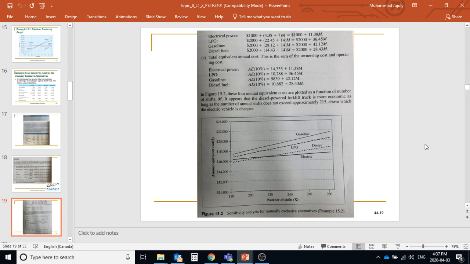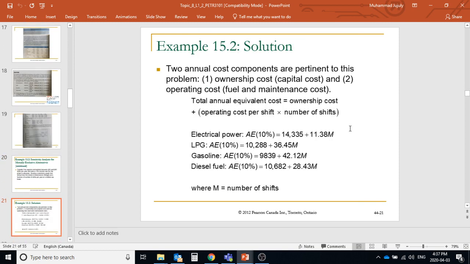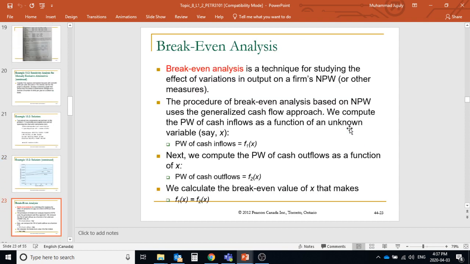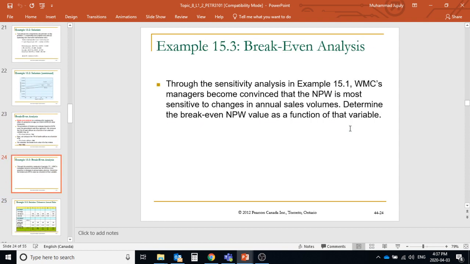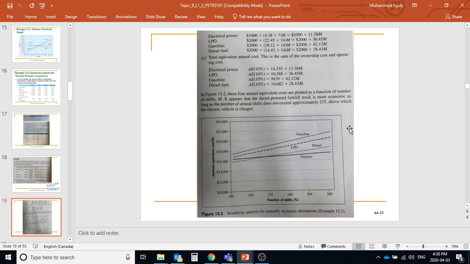So we can come to the conclusion of how we can make the decision. Clear, everyone? Just like this, we have some other problems. The solutions are given, so please solve 15.1.